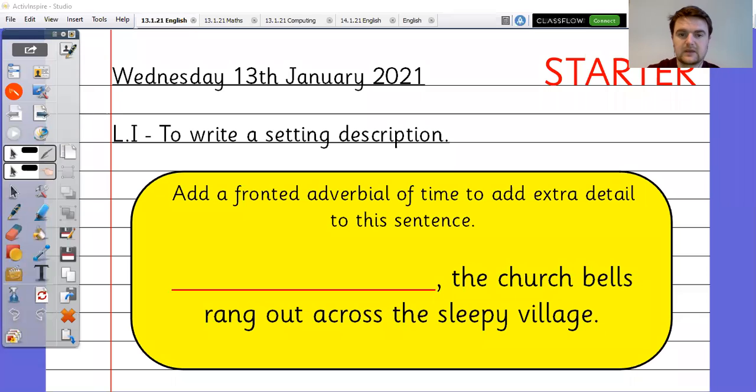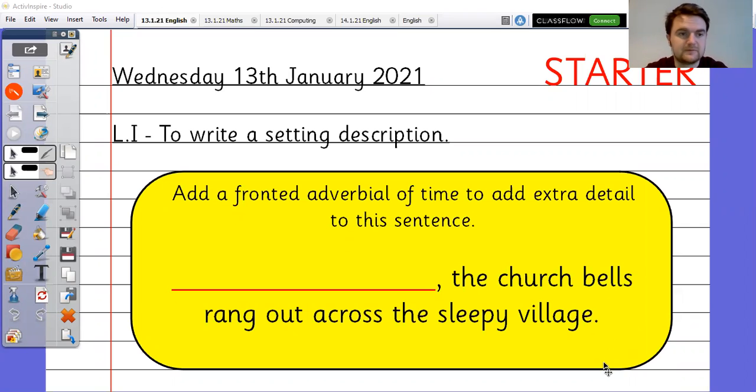So can you add a fronted adverbial of time to add extra detail to this sentence? So something, comma, the church bells rang out across the sleepy village. So can you add a fronted adverbial of time to add some extra detail to that? So pause the PowerPoint and have a go at doing that first of all.